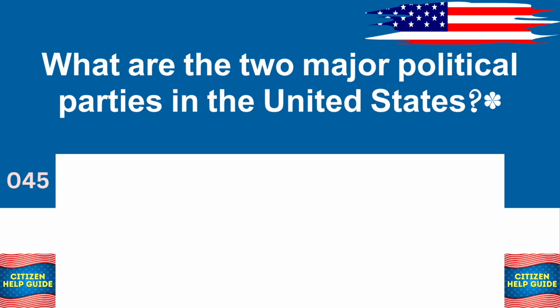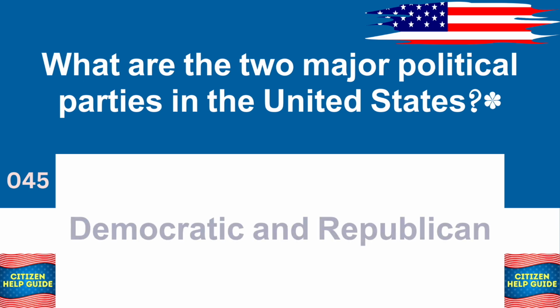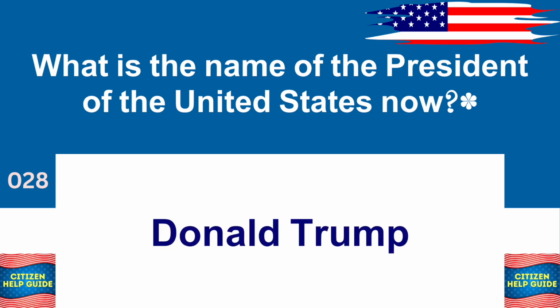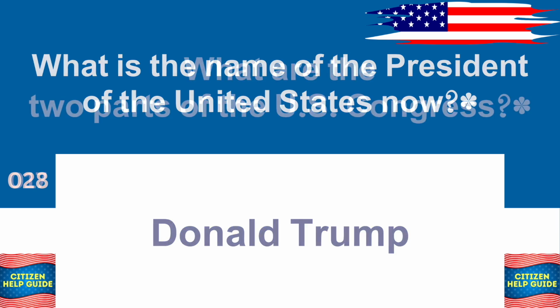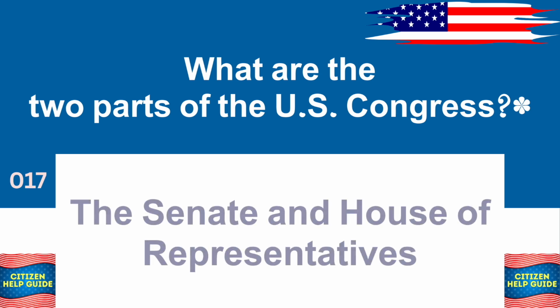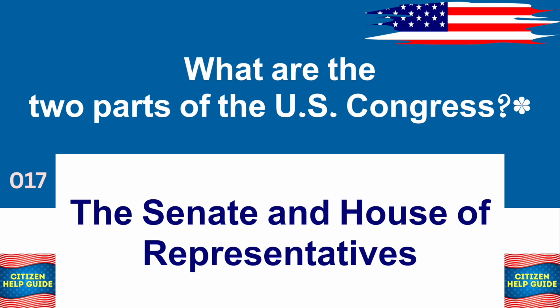What are the two major political parties in the United States? Democratic and Republican. What is the name of the President of the United States now? Donald Trump. What are the two parts of the U.S. Congress? The Senate and House of Representatives.